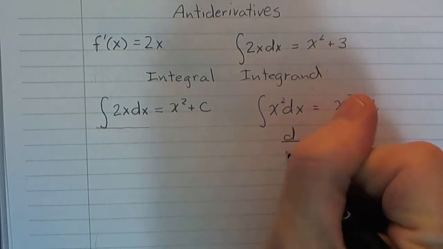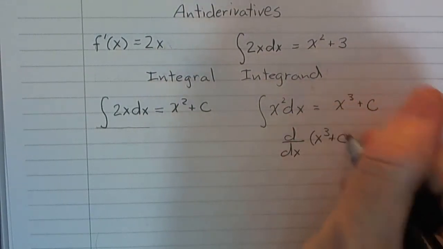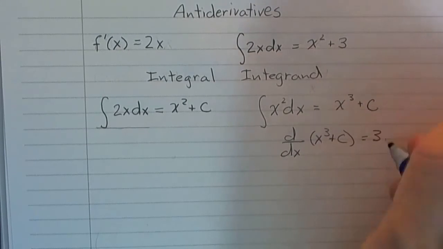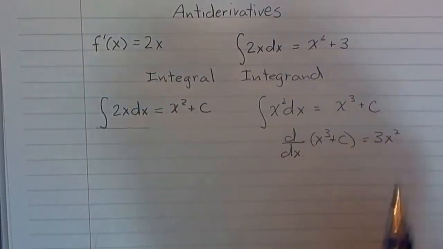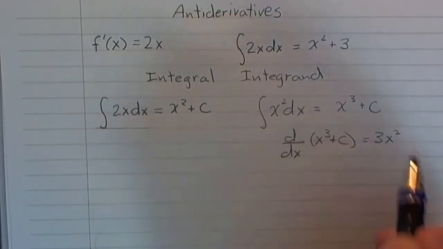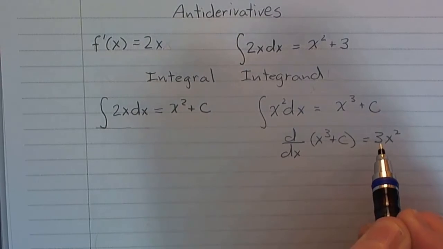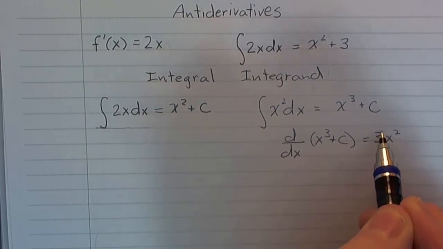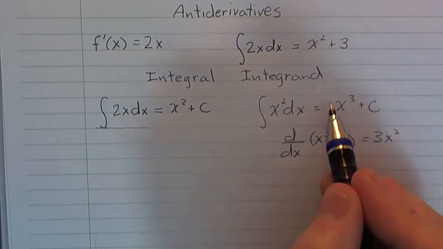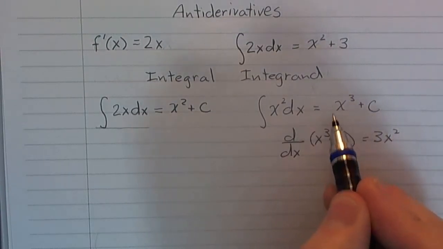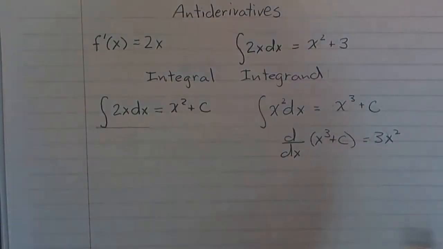So let's see here. If I differentiate with respect to x, I'm going to get 3x squared, and the derivative of c is 0. Well, that's not what I wanted. I didn't want 3x squared. I wanted x squared. So it looks like what I need to do is counteract this. In other words, I'm multiplying by 3 here, so I need to divide by 3 to counteract it.